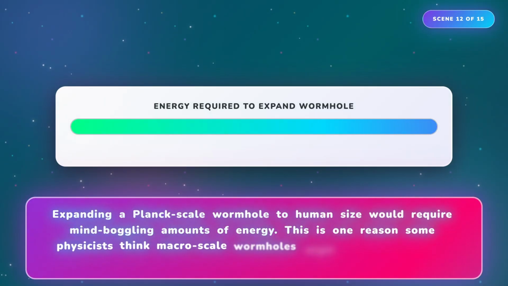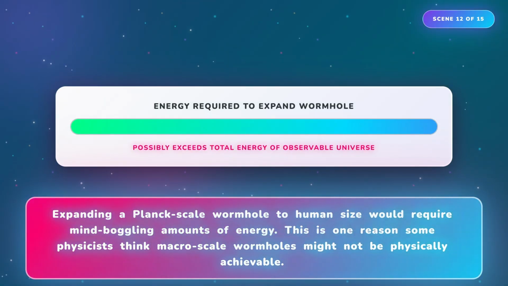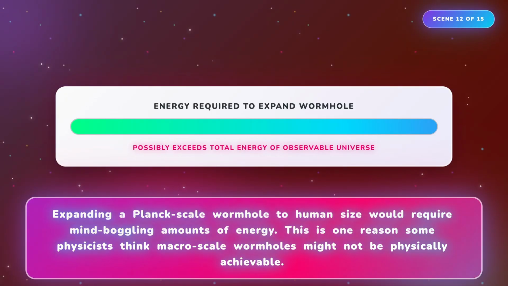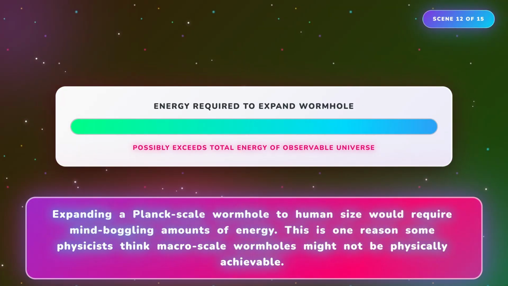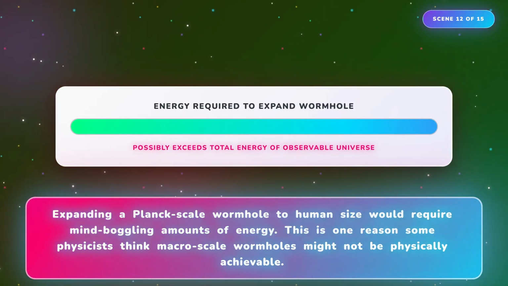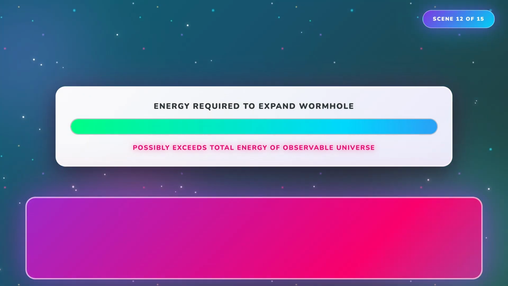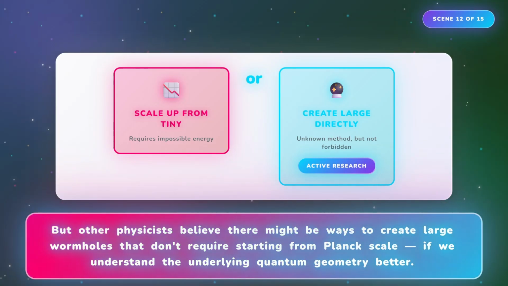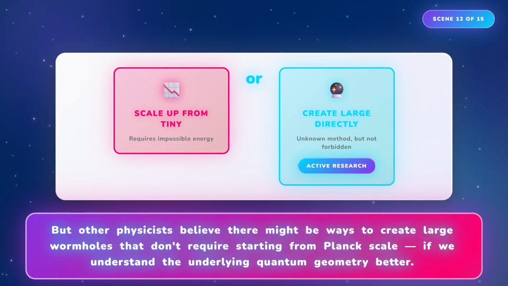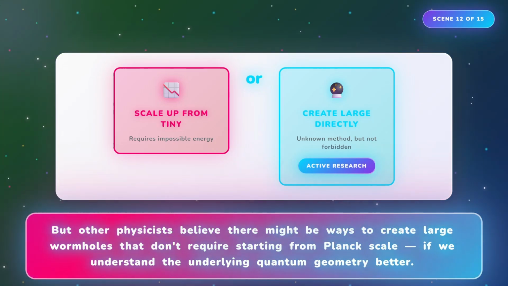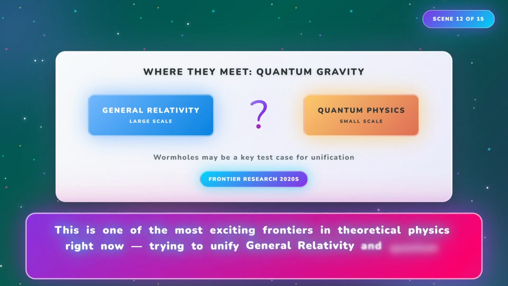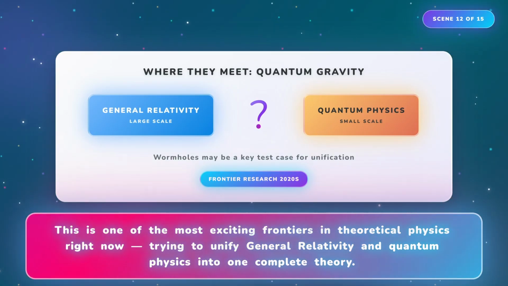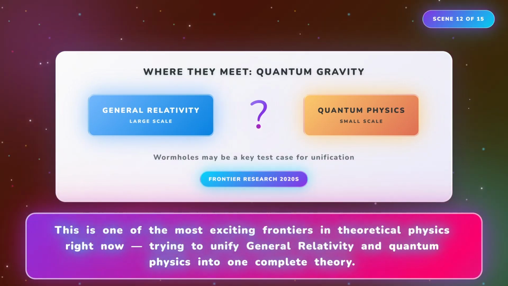Expanding a Planck-scale wormhole to human size would require mind-boggling amounts of energy. This is one reason some physicists think macro-scale wormholes might not be physically achievable. But other physicists believe there might be ways to create large wormholes that don't require starting from Planck scale, if we understand the underlying quantum geometry better. This is one of the most exciting frontiers in theoretical physics right now, trying to unify general relativity and quantum physics into one complete theory.